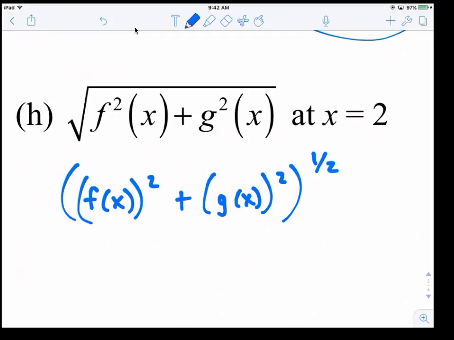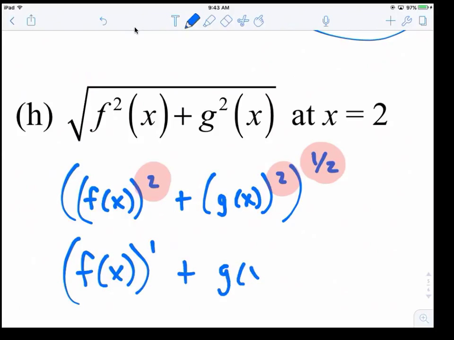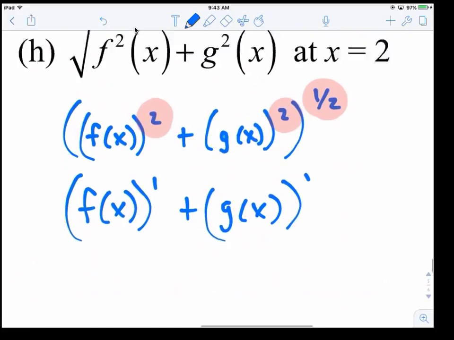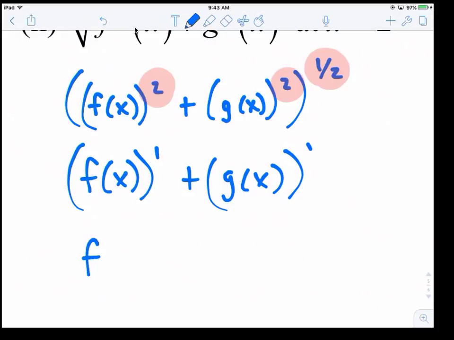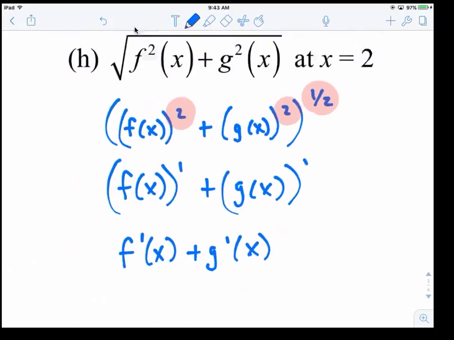All right, is there any way that I can simplify that anymore, with my exponents here? Right. So if I take the 2 and I multiply it with the 1/2, that's going to give me f of x to the first power plus g of x to the first power. So your derivative would just be f prime of x plus g prime of x. Right? And we're doing it at 2.